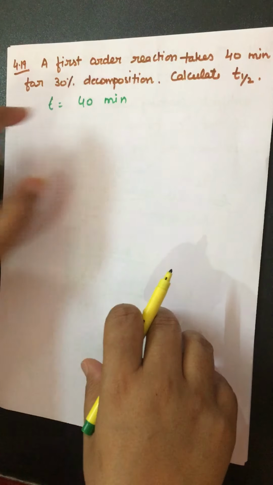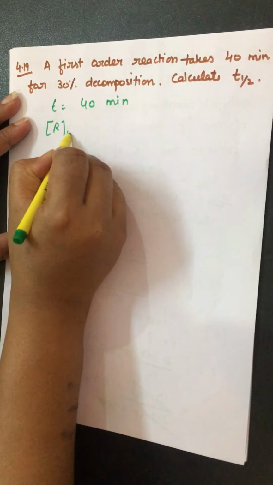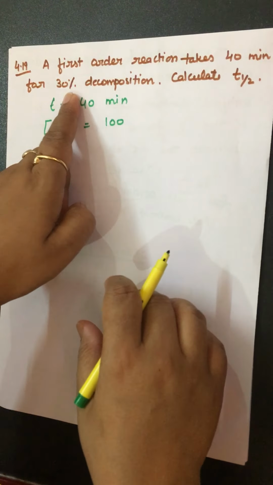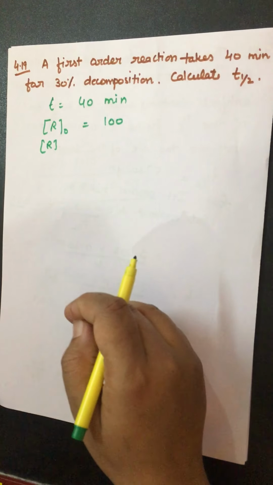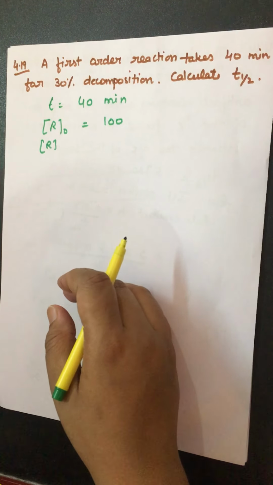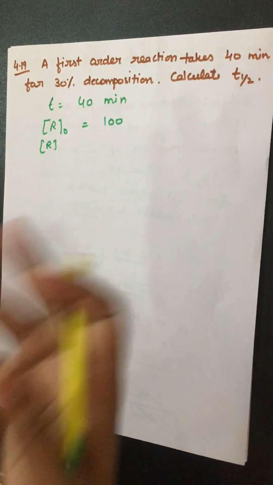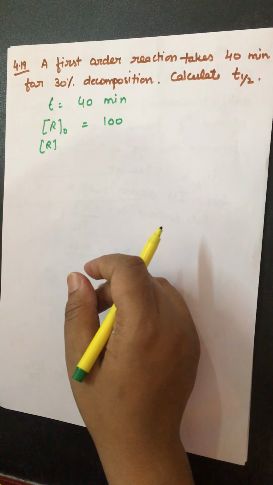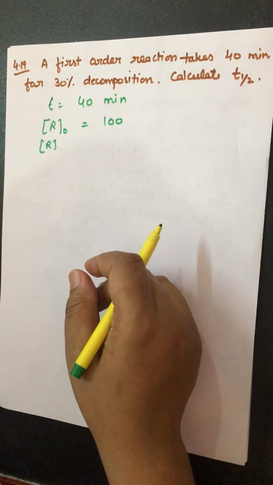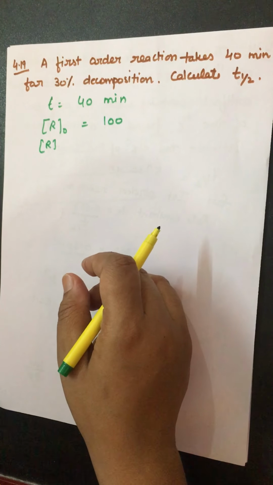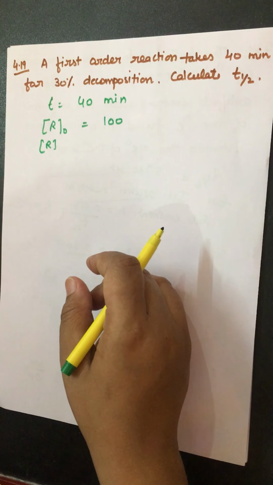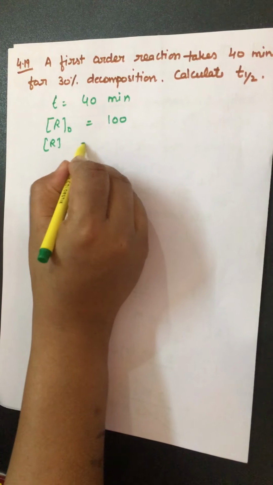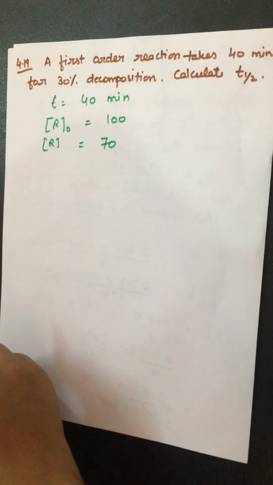30% decomposition means what? Initial concentration is, let's suppose 100. Then after 40 minutes what remain? Question कहता है कि in 40 minutes reactant concentration is 30% decomposed into the product. If 30% of the reactant decomposed into the product or converted into the product, what is the concentration of reactant remain after 40 minutes? It would be 70% of the initial concentration. It means what is R? It is 70. That's clear?